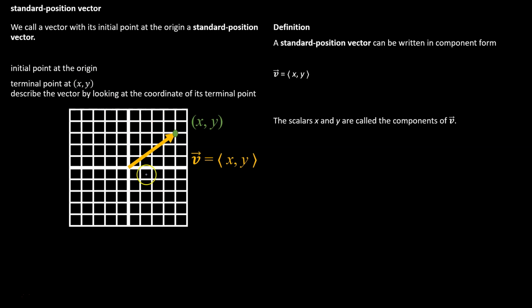In this picture, I have the yellow vector and I have the green point. This yellow vector has its initial point at the origin, so I know it's a standard position vector, which means I can look at the coordinates of the terminal point and I can use those to describe the vector in component form. So whatever x value that this green point has, I would place that in these pointy brackets as the x component of the vector v.